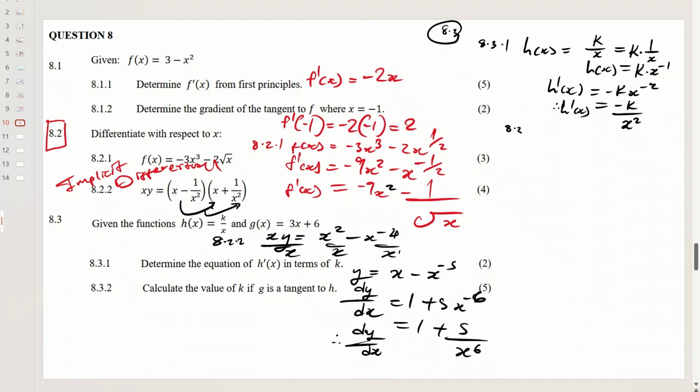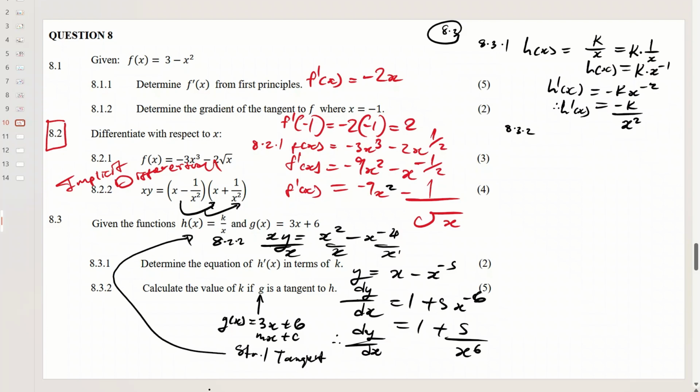Now 8.3.2, they say calculate the value of k if it is given that g is a tangent to h. So you remember g, it is 3x plus c. This is mx plus c. Right? It is a straight line, and also a tangent. To what? To your h.